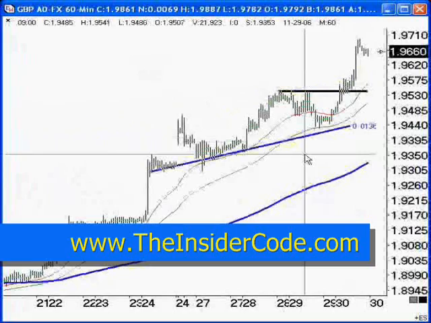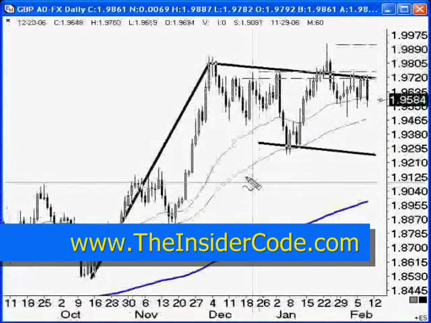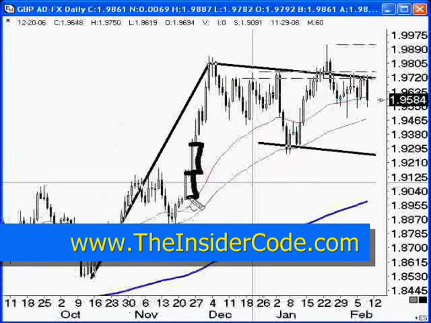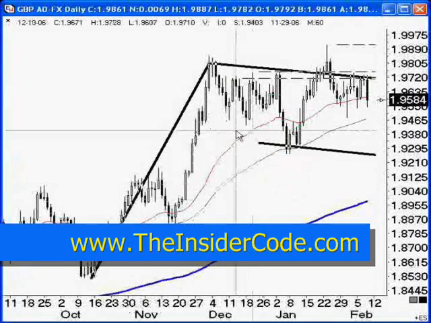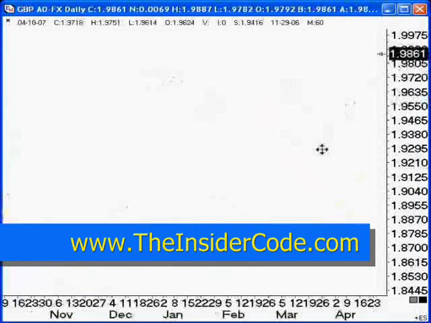Plus, you have just the fact that the market, let me erase some of these lines, just the fact that the market is making these big bars is an undeniable sign of market momentum, which means you've got to look at the market like it's breaking to the upside. Don't be afraid to go with the flow. So that's what we're going to look for.